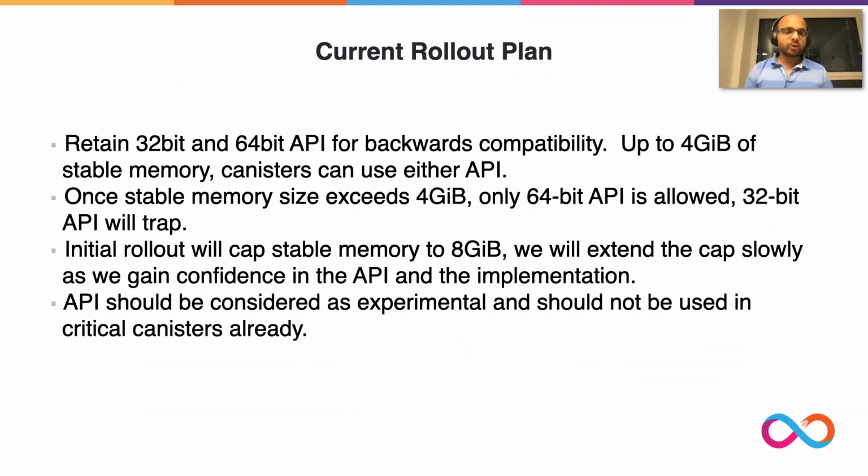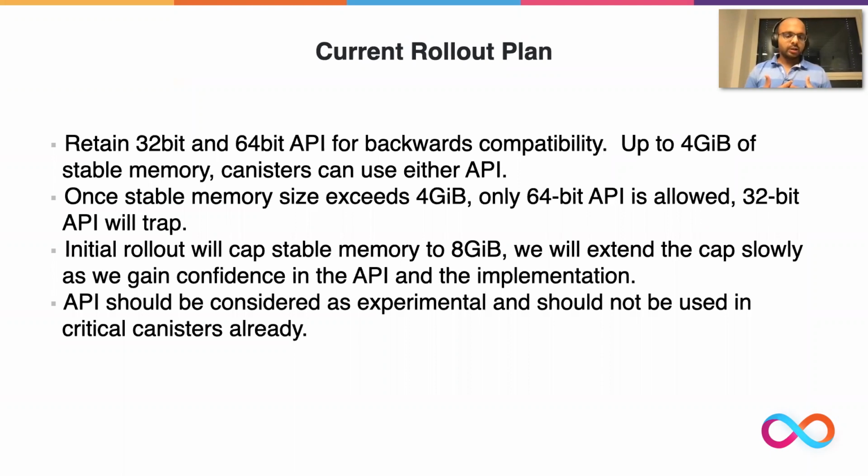So like I mentioned before, the current rollout plan for this API is to retain both the 32-bit API and to introduce a 64-bit API for backwards compatibility. And if a canister is using up to 4 gigs of stable storage, it can use either of the two APIs because both of them work. But once the stable memory size exceeds the 4 gig limit, then only the 64-bit API will be allowed. And trying to use the 32-bit API at that point will result in a trap.